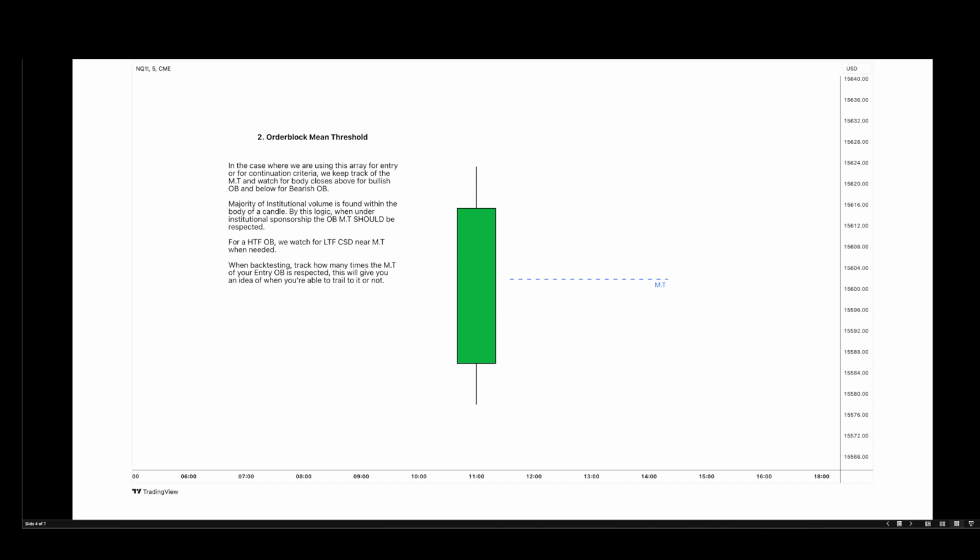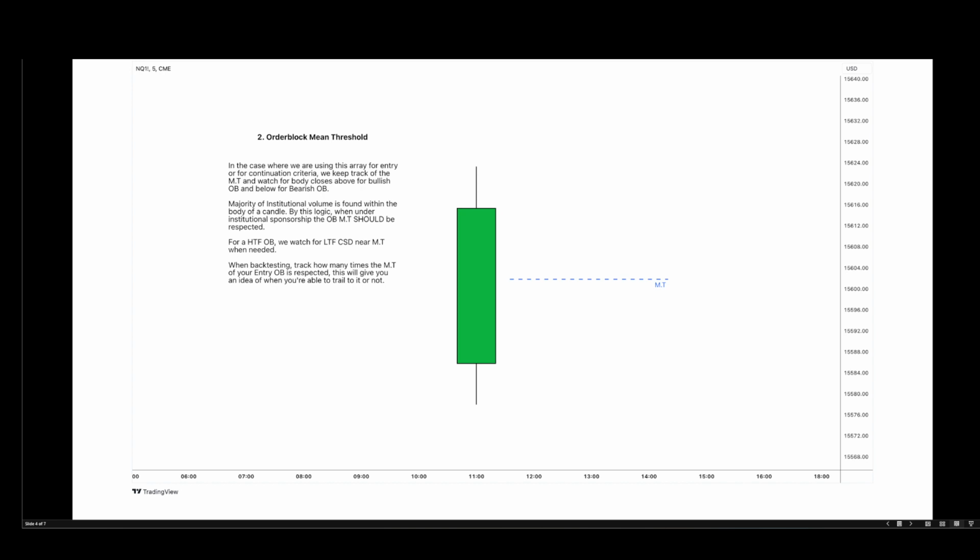So when backtesting, track how many times the mean threshold of your entry order block is respected. This will give you an idea of when you're able to trail or not, right? When you backtest and use the open value of the order block, you may start noticing that, let's say, 40% of the time price goes to the mean threshold, but it respects it. If you start seeing that from your model, and you start seeing CSDs near the mean threshold, then we can consider, okay, if it's a large body, then we might see a retracement to the mean threshold.